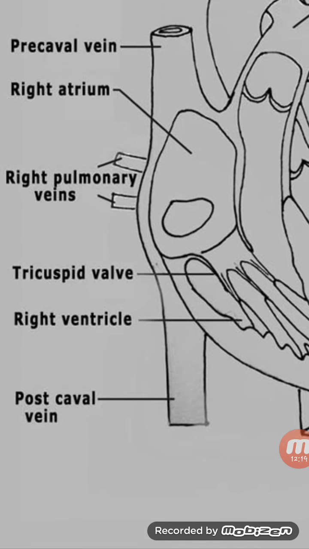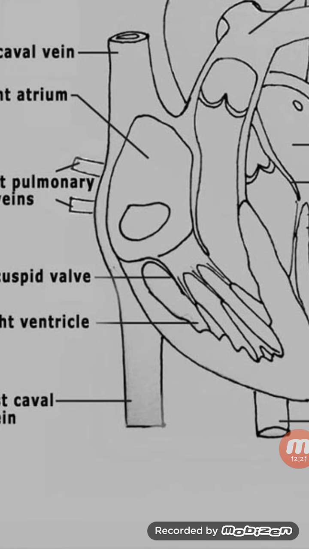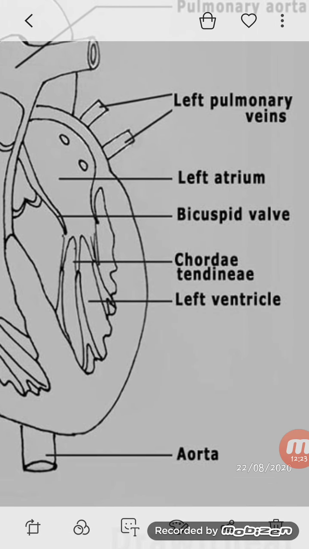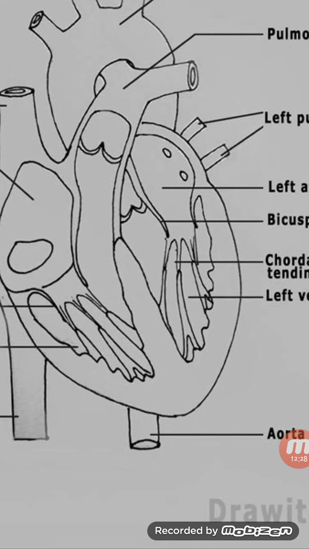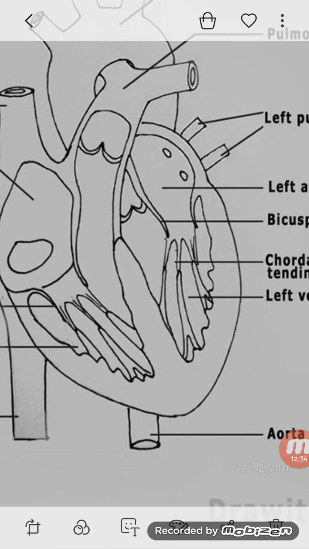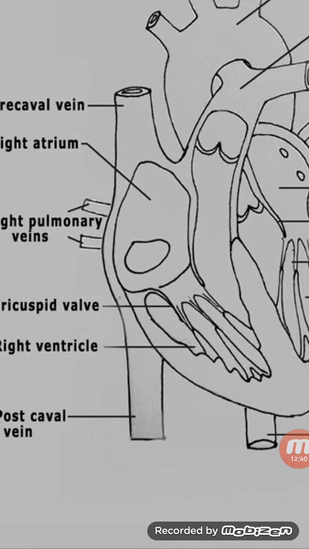Next one, ventricles. This is right ventricle, this is left ventricle. These two are thick-walled blood pumping chambers. The two ventricles are separated by interventricular septum. The wall of the left ventricle is thicker than the right one.